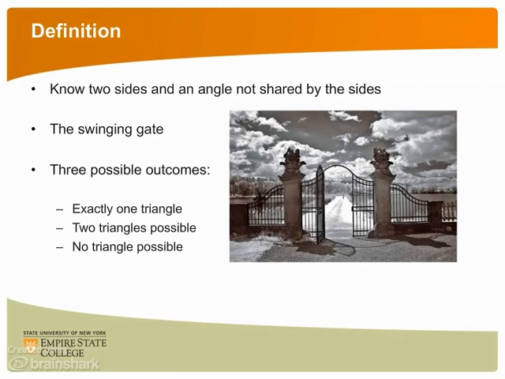Wait a minute, outcomes? Like more than one? But this is math. There should only be one answer. Well, in this side-side-angle setup, there are actually three possible outcomes. There may be one triangle we can solve for, or there may not be a triangle possible at all, or there may be two distinct triangles. Let's see how this happens, shall we?